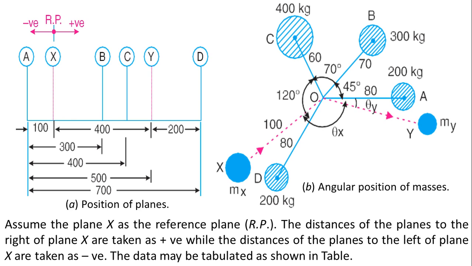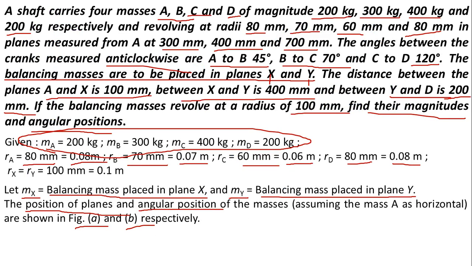I'll go slowly, just note down the things that I am telling. So these are the initial positions A, B, C, D, which are given in the question, and these are the angular positions. So first I will take the position of planes as given in the question. What is given? The mass and radius, this is okay. Next, he has given the measurement from A: 300, 400 and 700. What are these positions? They are the positions for B, C, D only, because A, B, C, D are given, and these are measured from A.